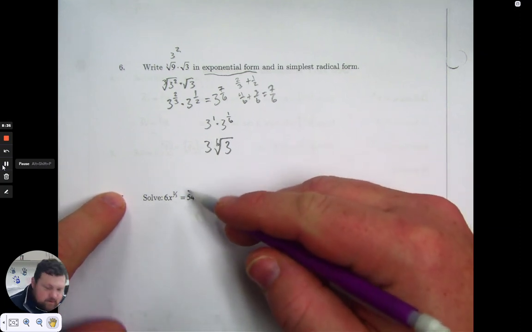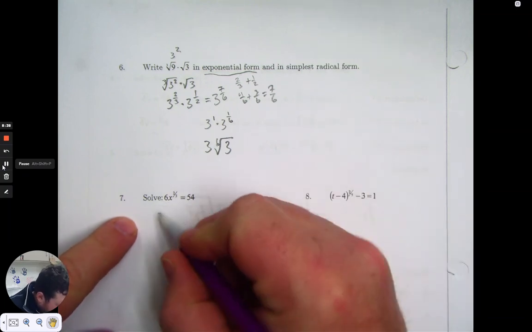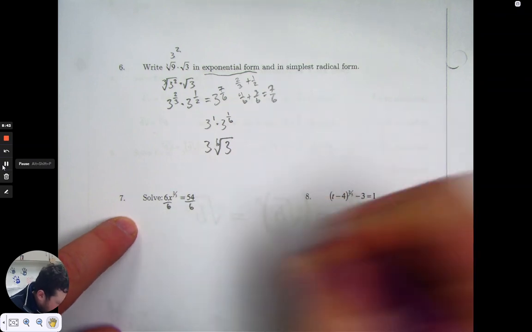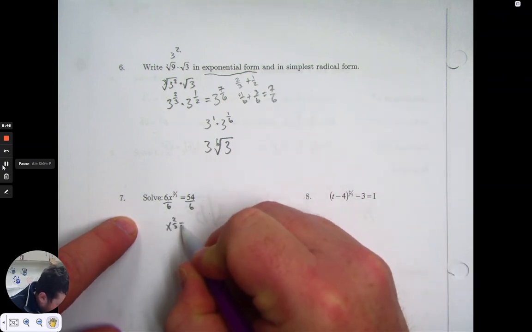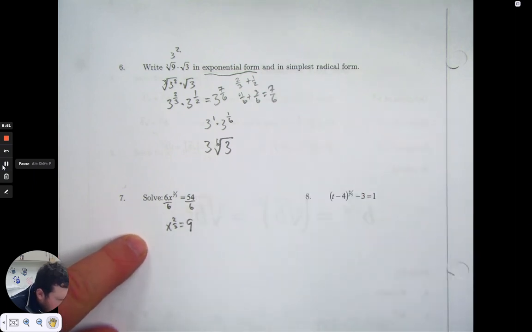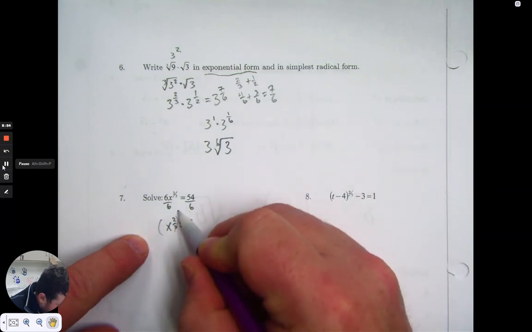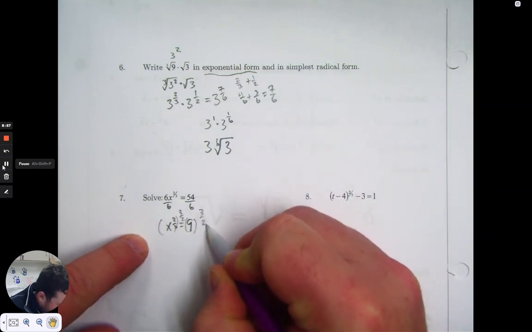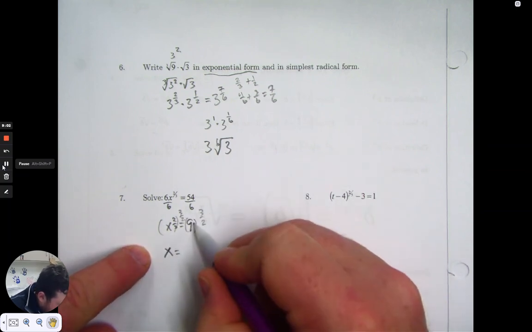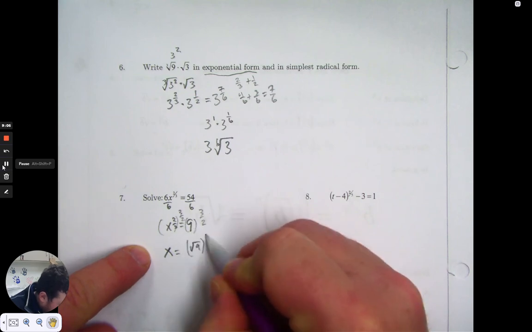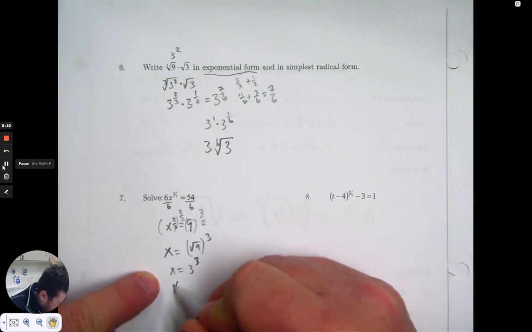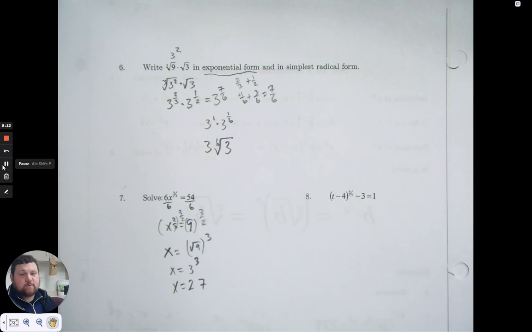Okay, for number 7, we're supposed to be solving this, so we can do just like we solve anything else. To get rid of the 6 in front, we can divide both sides by 6, and that gives us x to the 2/3 equals, well, 54 divided by 6 is 9. Now we can just raise both sides to the 3/2 power, because 2 times 3 is 6, 3 times 2 is 6, so that just leaves us with x. And that's going to equal the square root of 9 to the 3rd power. The square root of 9 is 3, so 3 to the 3rd power, so x just equals 27.